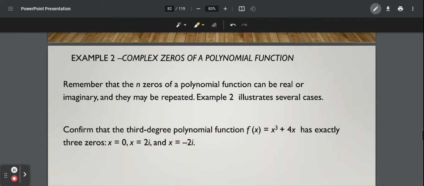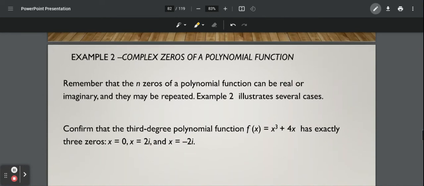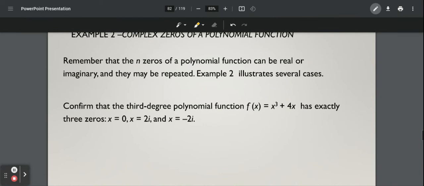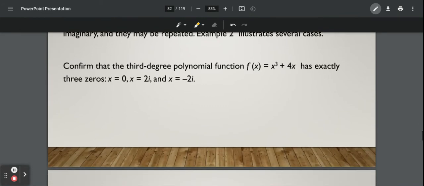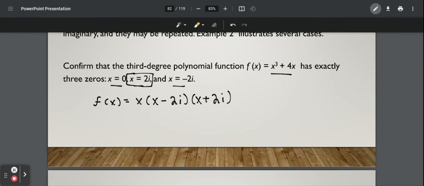Remember that the n zeros of a polynomial can be real or imaginary, and they can also be repeated. So if we need to confirm that the third degree polynomial x cubed plus 4x has exactly 3 zeros, if they gave us the zeros and we had to confirm that those zeros resulted in this polynomial, what we're going to do is put them as factors. So we would have x, and then x minus 2i, and the next one x plus 2i, and then we would FOIL those out.